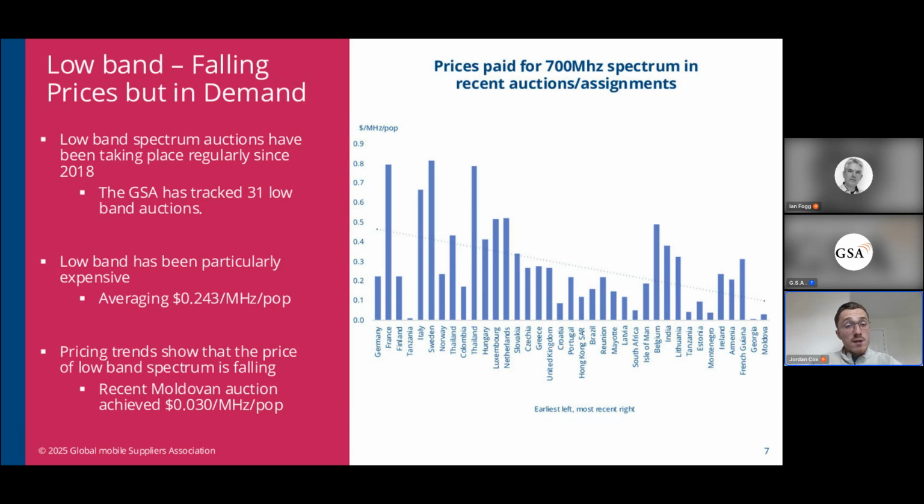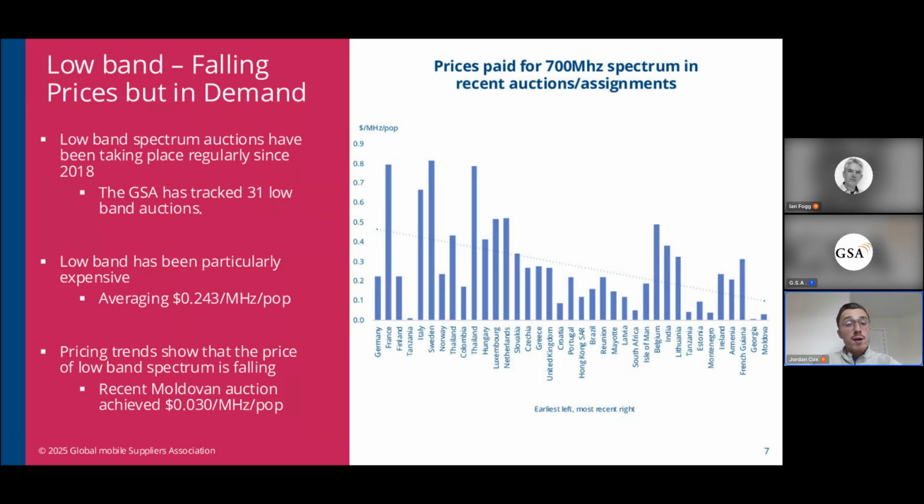However, it's worth noting that this dynamic is starting to change. A good example of this is Moldova's recent 700 megahertz auction in 2023, which cleared at just $0.030 per megahertz per population, which is a significant drop from historic averages. And we are seeing similar moderation in other regions. For instance, Greece's 2021 700 megahertz auction settled at far more conservative pricing compared to earlier European benchmarks. And in Thailand's 2023 low-band auction, bidding was notably restrained, reflecting changing priorities and market conditions.